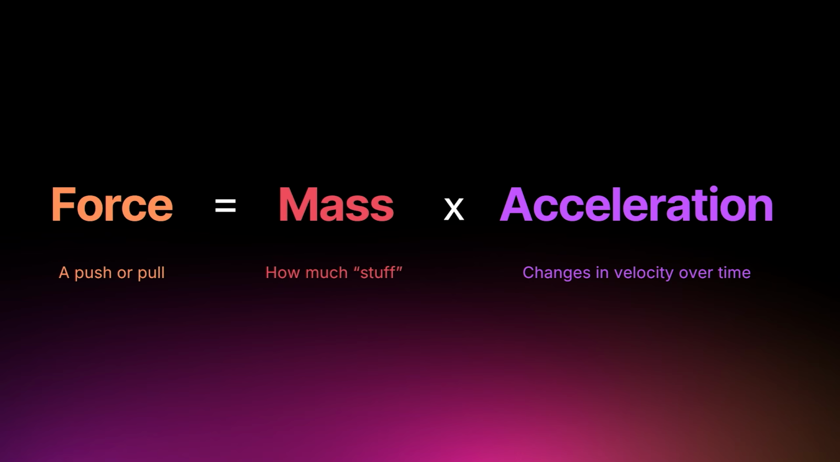Mass is how much stuff a thing has. Acceleration is what you do to get to a velocity. You change acceleration and get to velocity over time. So I'm going to move the formula around.